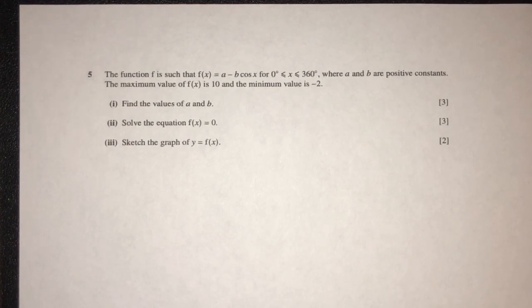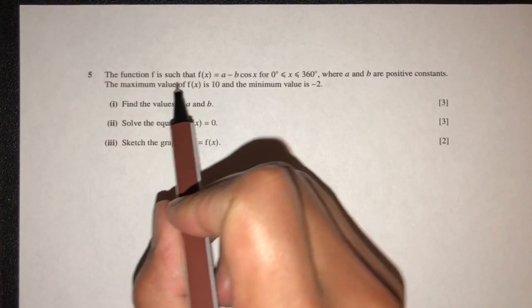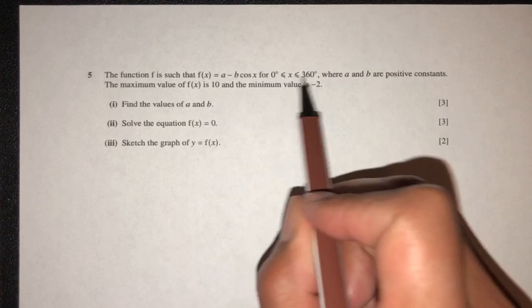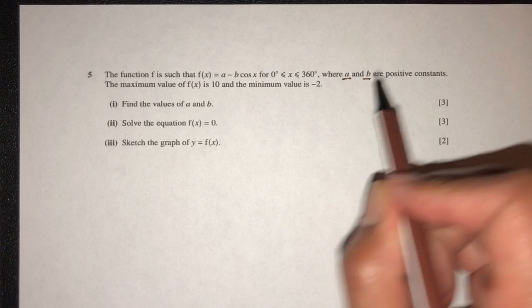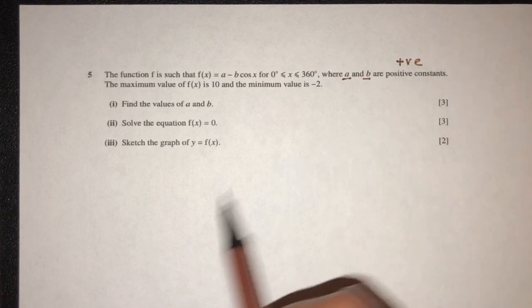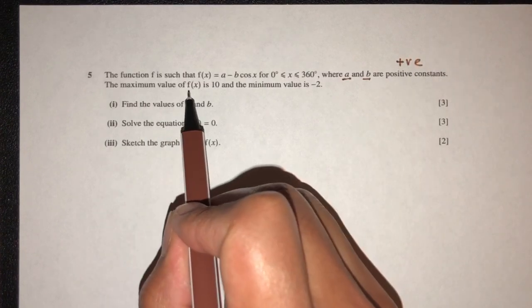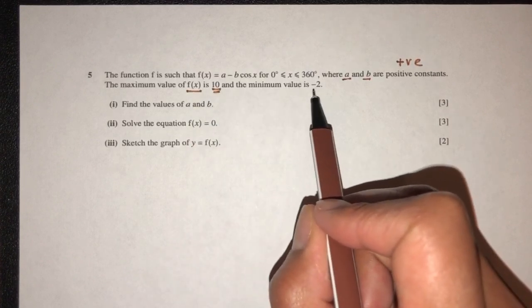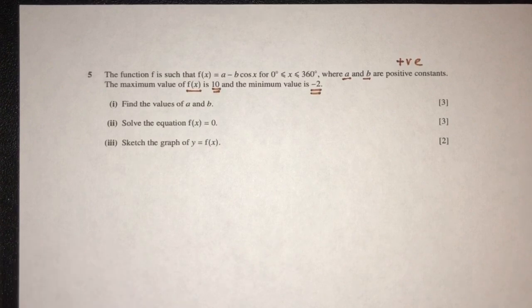Let's move on to the next question. The function f is defined by this, for x from 0 to 360, where a and b are positive values. Good to know. The maximum value of f of x is 10, and the minimum value is -2. So we have to use that information to find the values of a and b.